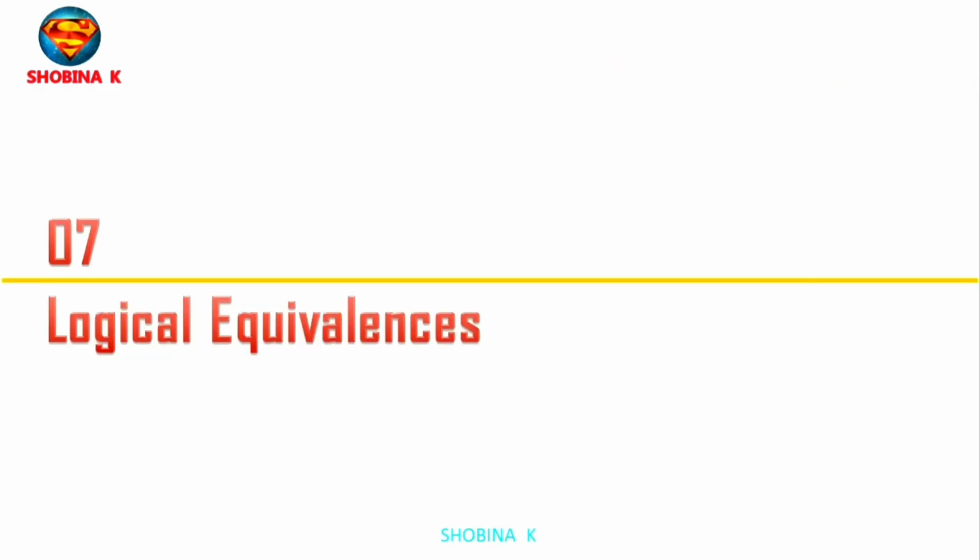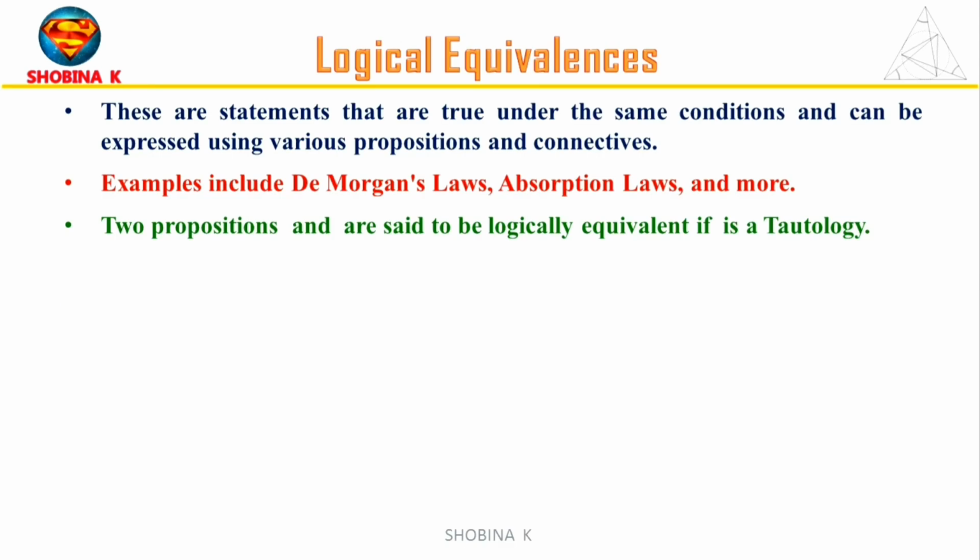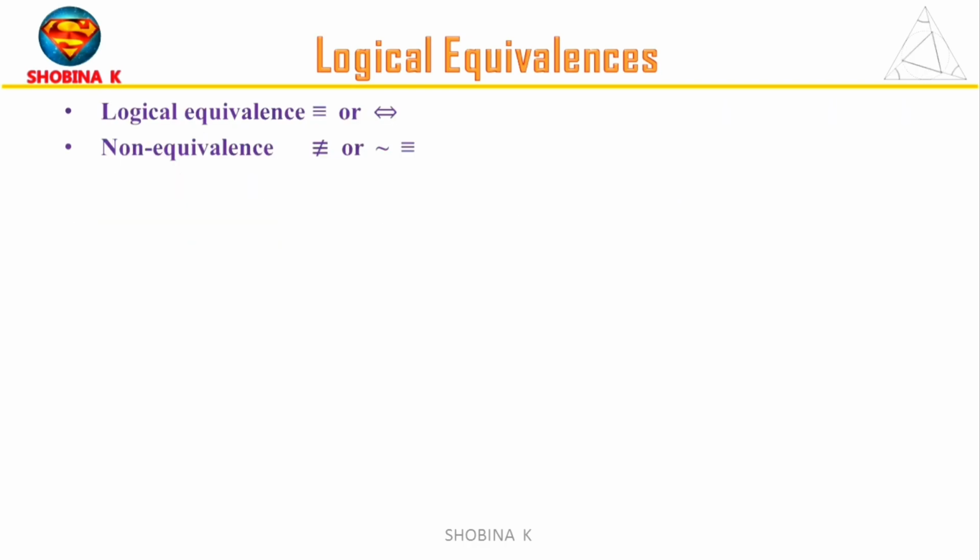Now let's move on and understand logical equivalences. Logical equivalences are statements that indicate that two propositions are true under the same conditions and can be expressed using various propositions and connectives. When two propositions are logically equivalent, it means that their truth values are the same under all possible interpretations and they can be used interchangeably in logical reasoning. And we denote logical equivalence using the triple bar symbol. Not triple bar is used to denote non-equivalence or negation of logical equivalence.